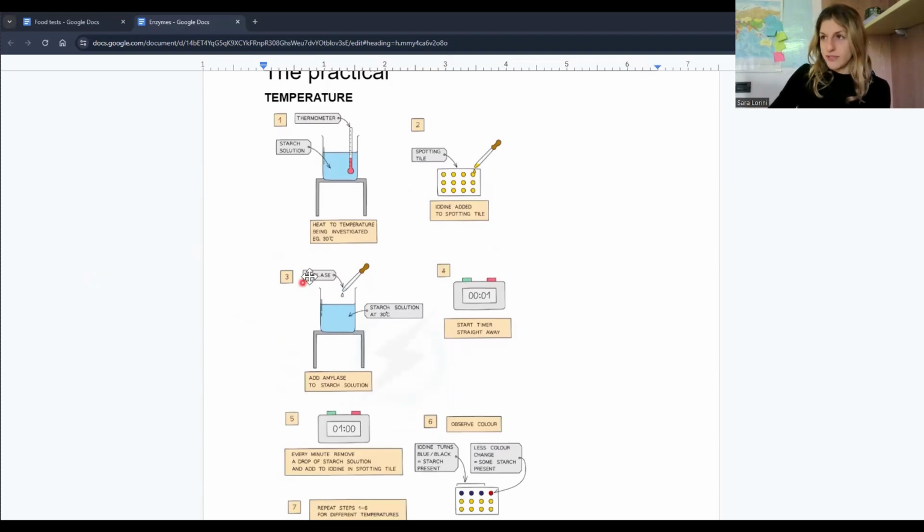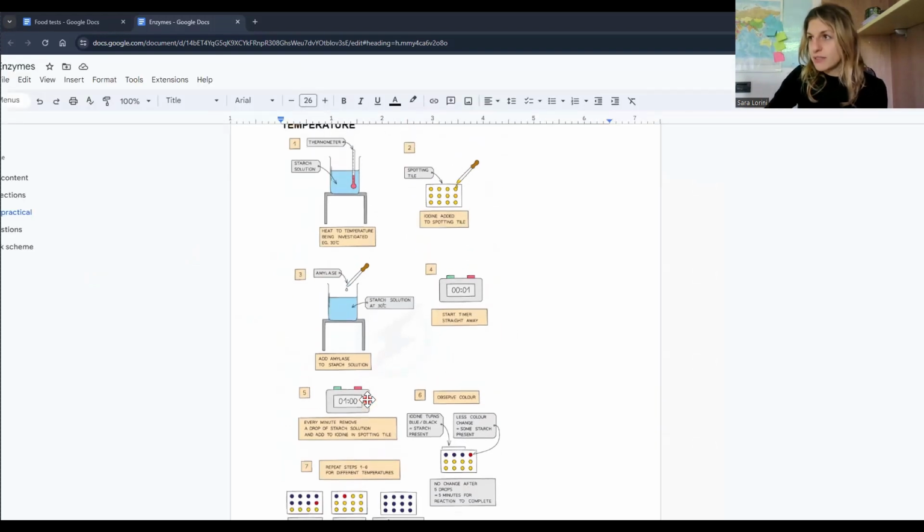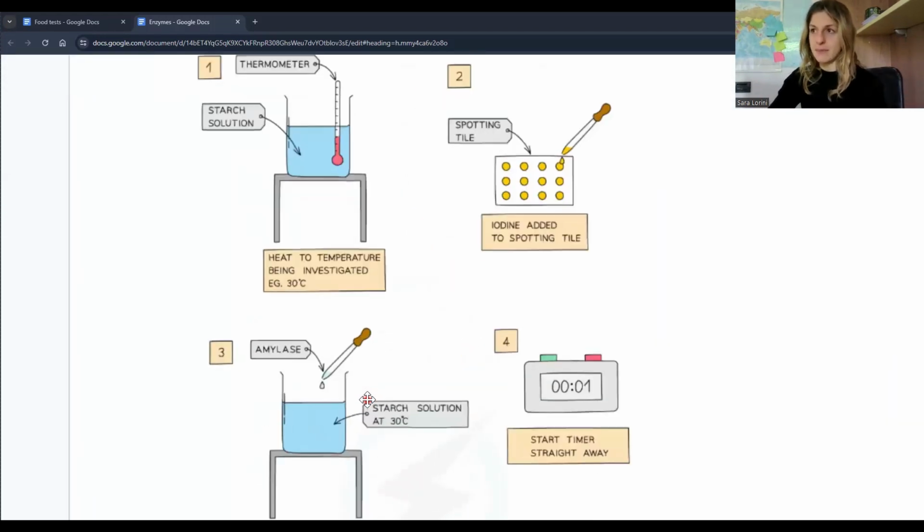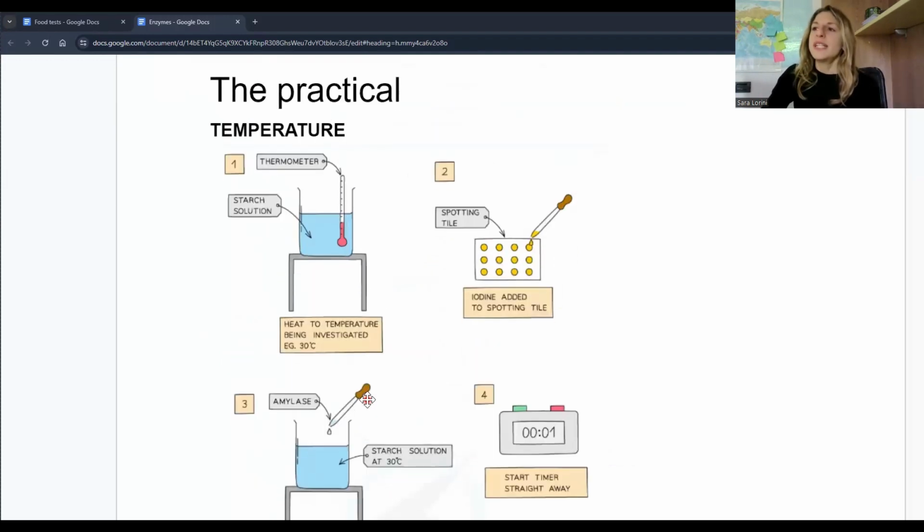We're going to look at two different types: when we want to change the temperature and when we want to change the pH. Okay, now I will zoom out. Actually, I will look at one step at a time. So we're looking at a starch solution. Think about which enzyme we are using? Amylase.